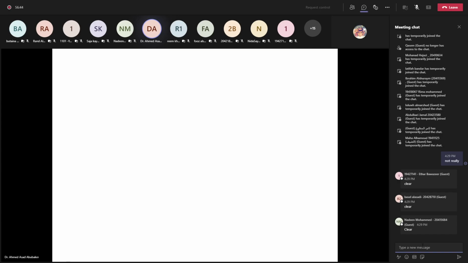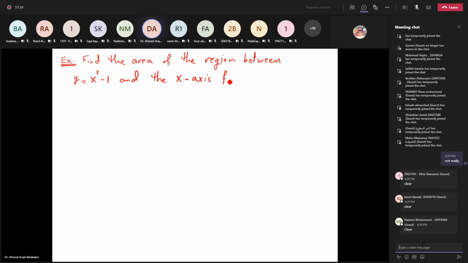Okay, the second example: find the area of the region between y1 equals x to the power 3 minus 1, and the x-axis, from x equals negative 1 to x equals 2.